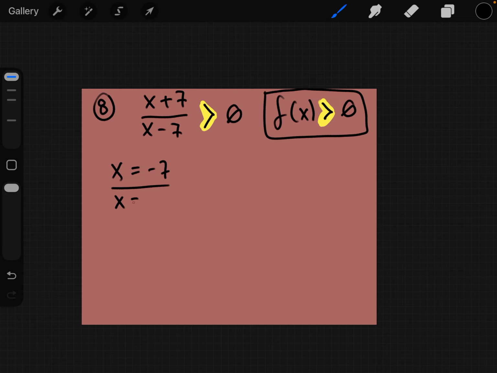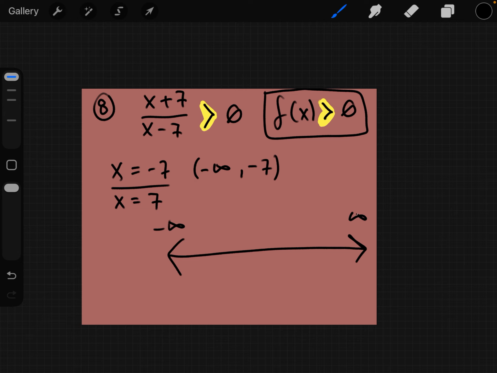Okay, we solve. Just set them equal to 0. That's literally it. Now we can make our sections. If you were looking at a number line, and this is negative infinity, and this is infinity, and we've got -7 to 7.